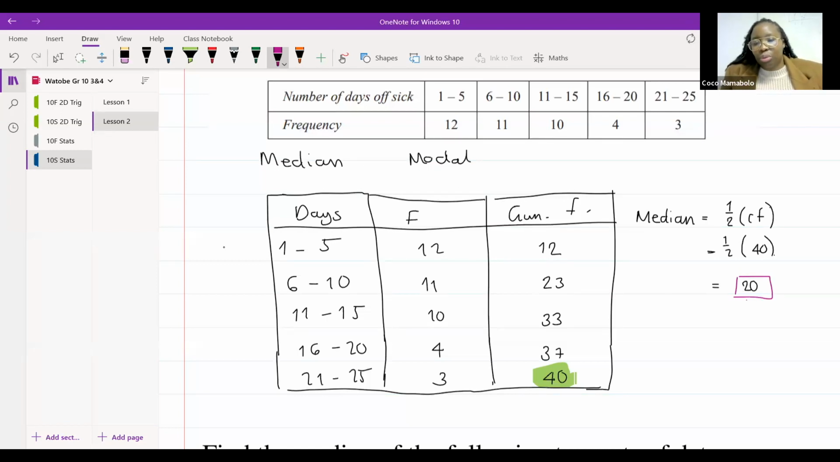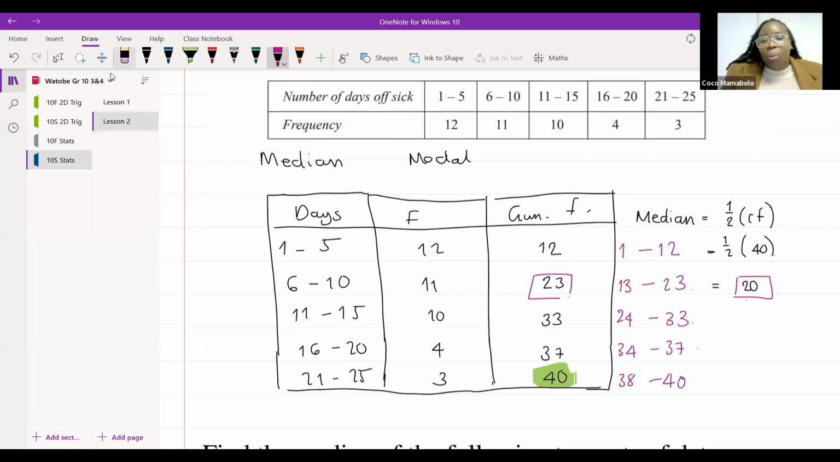Remember, this first one will be the 1st to the 12th child, right? And this next interval would be the 13th all the way till the 23rd child. And then this one will be the 24th until the 33rd child. And this one would be the 34th until the 37th child. And this one would be the 38th up until the 40th child. Right. So, Yusuf, my question is, which median interval would the 20th child fall in?